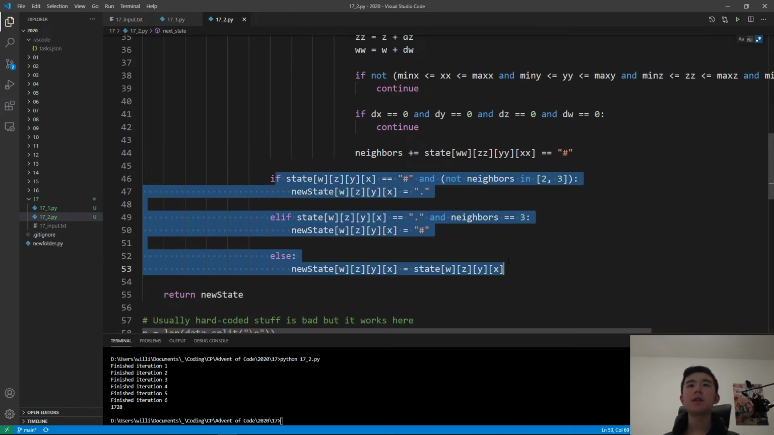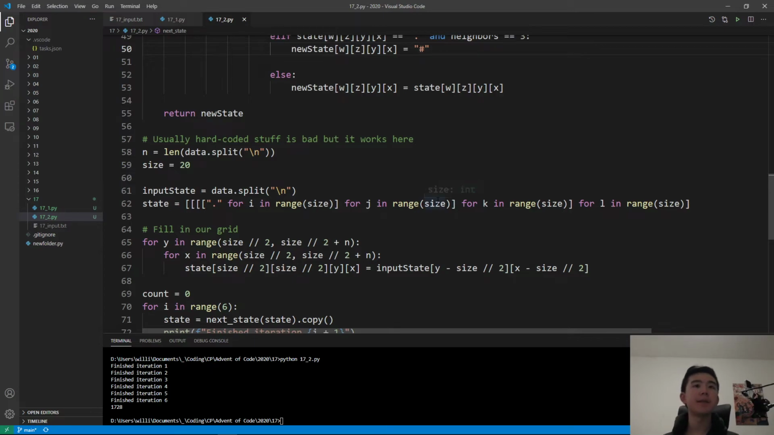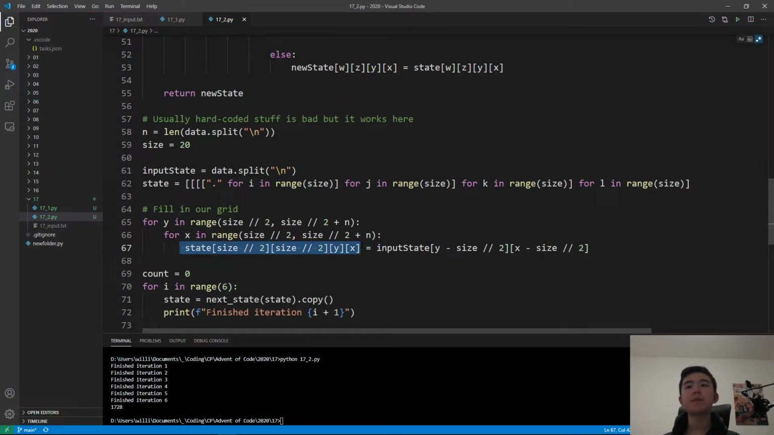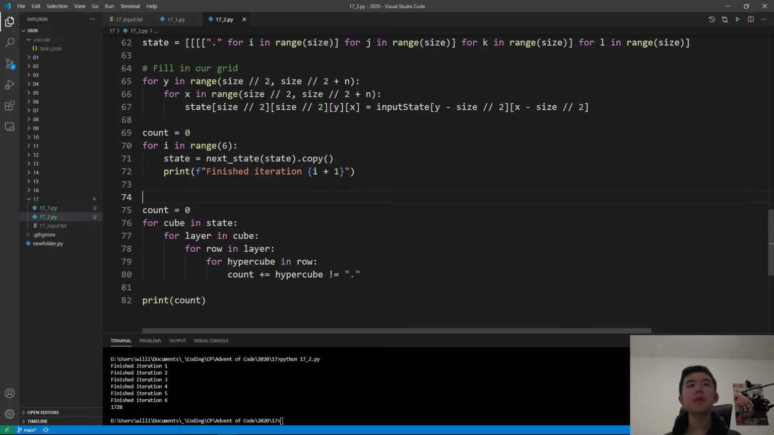And then over here, it's the same rules. Neighbors need to be 2 or 3 in order to stay alive, and neighbors need to be exactly 3 for a cell to become alive if it's dead. Same thing over here. We just make it 4 dimensions instead of 3 dimensions. We just need to set the initial state to be in the middle cube and in the middle layer of that cube. After that, we just run it 6 times, and we need to count how many hypercubes in there are not inactive.